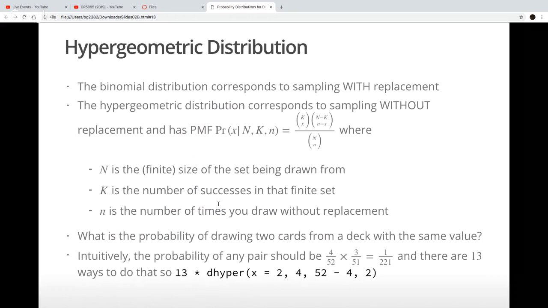If I had a set of big N things, of which there are k successes in that set of big N things, and I took a little n draws from it without replacement, what would be the probability that I get x successes when I don't do replacement? Well, that's given by the hypergeometric PMF. But the cards thing is just one special case of that.